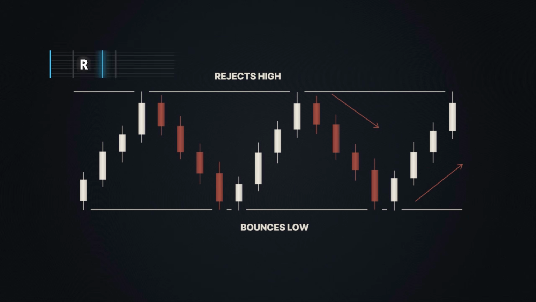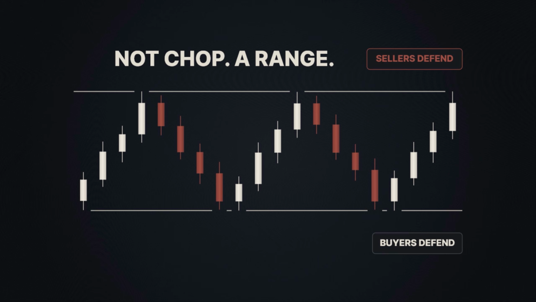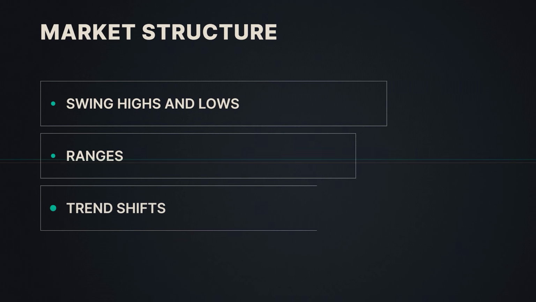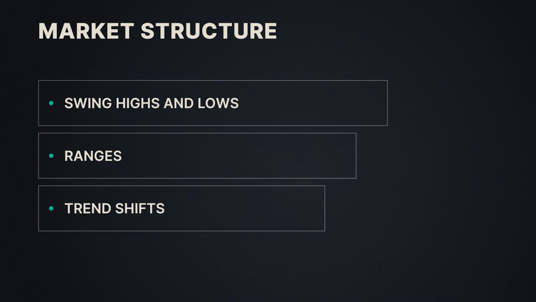Then look at this range. Price keeps rejecting the same high and bouncing from the same low. That is not random chop. That is a box where both sides keep defending their area. This is market structure. It simply means the way price builds swing highs, swing lows, and trend shifts.